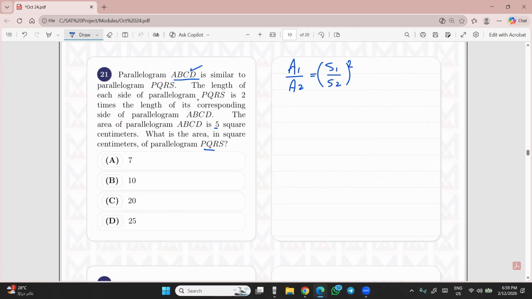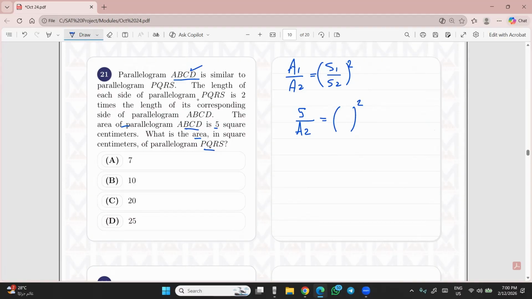So the area of ABCD, we have it already. The area of ABCD is 5. So we replace this number by 5, over area 2. We don't have it because area 2 is required here. So you can name area 2 or you can write X or something. And here we consider the relationship between S1 and S2.